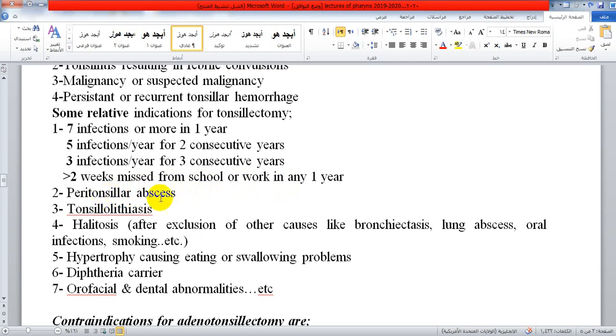2, peritonsillar abscess, tonsillolithiasis; 4th, halitosis after exclusion of other causes like bronchiectasis, lung abscess, oral infections, or smoking or other problems causing halitosis; 5th, hypertrophy causing eating or swallowing problems; 6, diphtheria carriers; 7, orofacial and dental abnormalities.